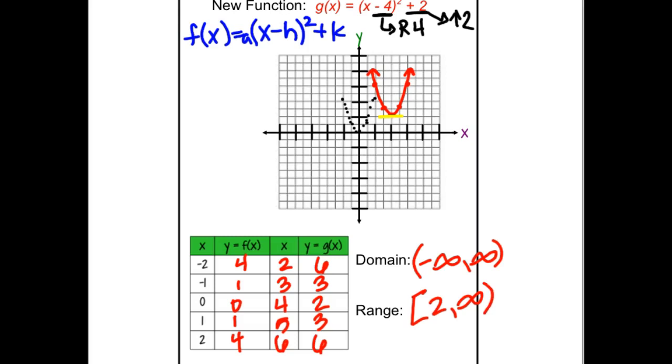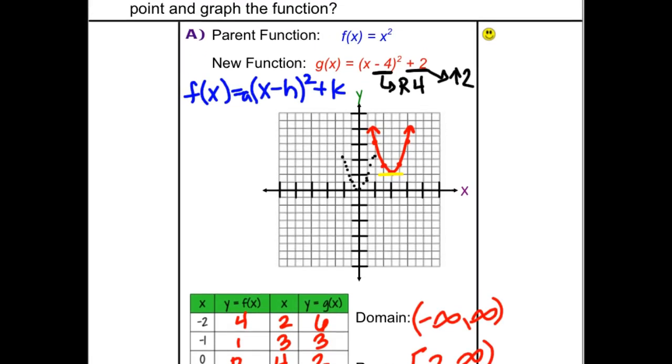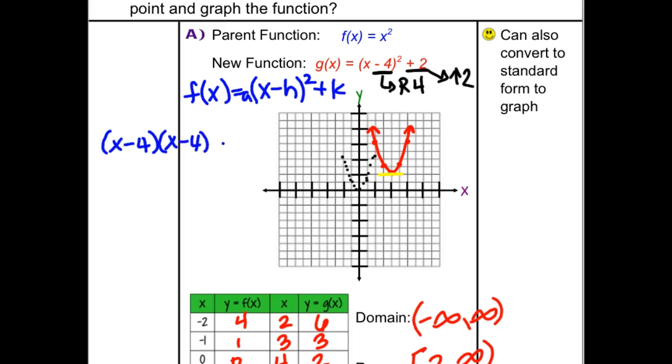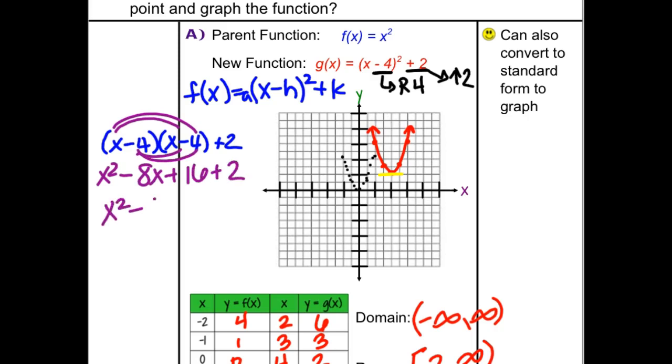But couldn't you put it into standard form and graph it from standard form? Absolutely. Actually, that was my next piece. We can also convert it to standard form and find all those important pieces. When we do that, that means we're going to take that x minus 4 and we're going to expand it. So that's really x minus 4 times x minus 4, and then we have this plus 2 on the outside. So we will FOIL this, get x squared minus 4x, so minus 8x, plus 16 plus 2. That means you'll have x squared minus 8x plus 18.